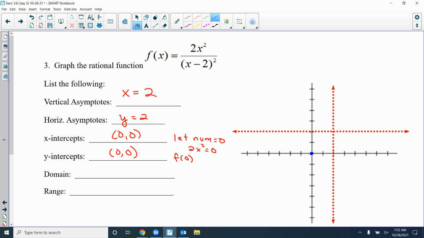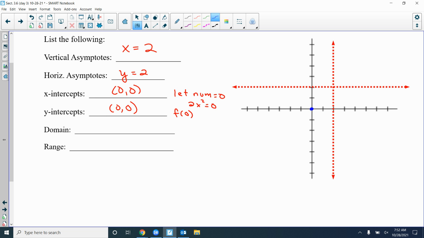All right, now I got to plug in some values. Between and beyond, I only got one vertical asymptote. I only got one x-intercept. So when I'm doing my little chart, I'm going to plug in -2. I got to plug in something between 0 and 2. So I'm going to plug in 1 and I'm going to plug in 4 just to see what happens. All right, you do that.